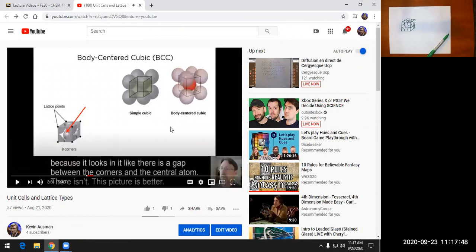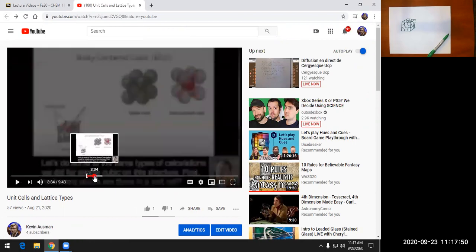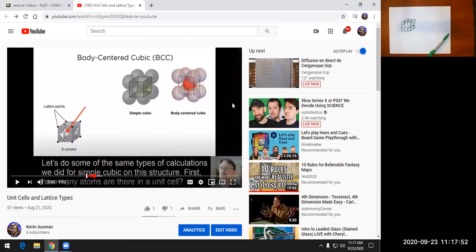Okay, so what we have here is the body-centered cubic structure. We have contact between the central atom and all of the corners. And so the body diagonal from this corner to this corner corresponds to one radius, two radii going through the central atom, and one more radius here for a total of 4. Yes. Thank you.